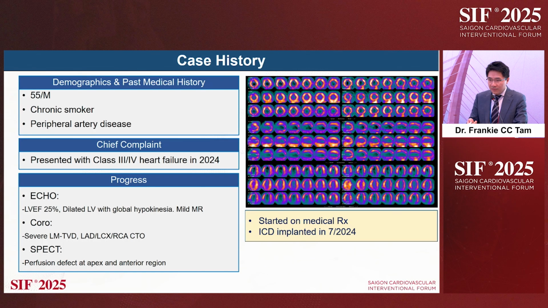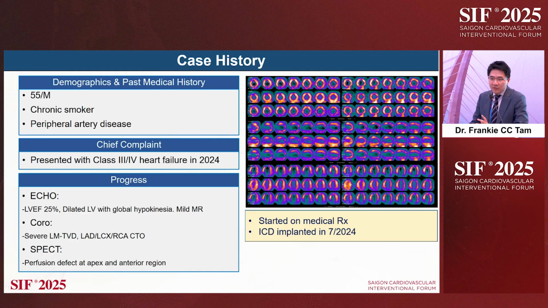Okay, no new disclosure. This is a 55-year-old man, smoker, with a history of peripheral artery disease. He presented with class 3 and 4 heart failure. Echo showed very poor EF, dilated LV, global hypokinesia. At that time, coronary angiogram already showed very severe left main vascular disease, so triple CTO: LAD, third RCA CTO. We performed a SPECT scan, which shows a perfusion defect in the apex and anterior region, right?